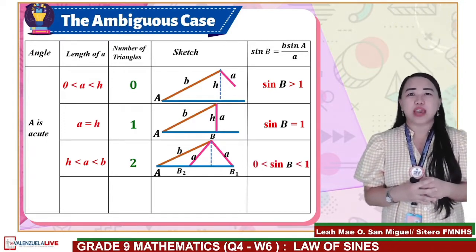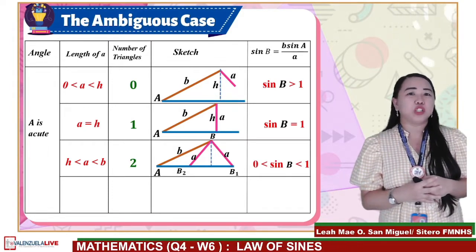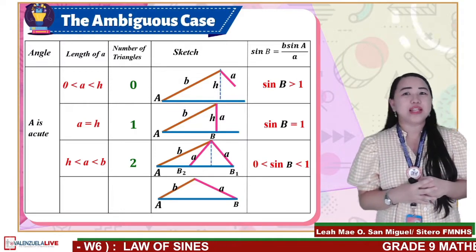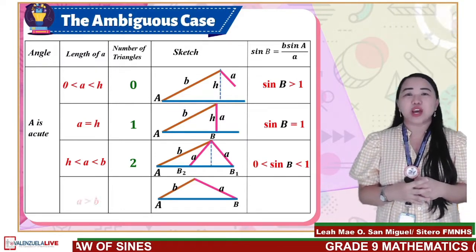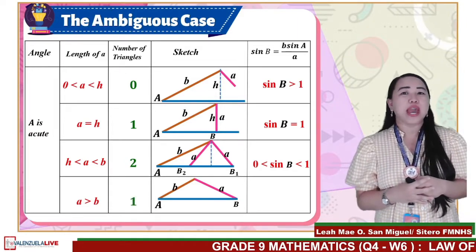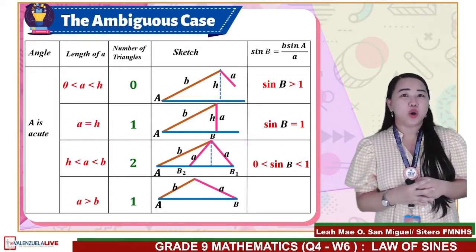For the fourth sketch, given an acute angle, you can see in the sketch that the length of A is greater than the length of B. With this, there is only one triangle formed. The value of sine B is between 0 and 1.